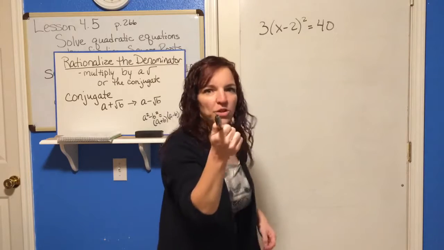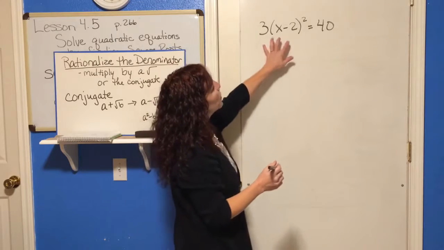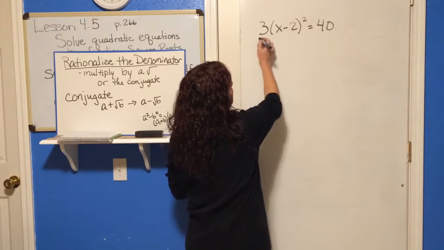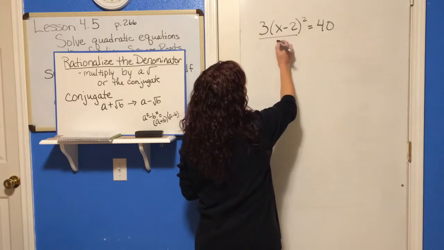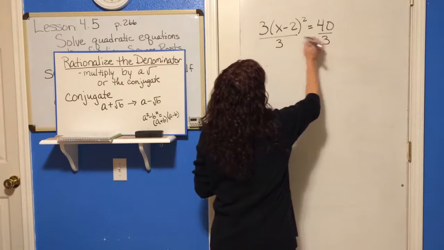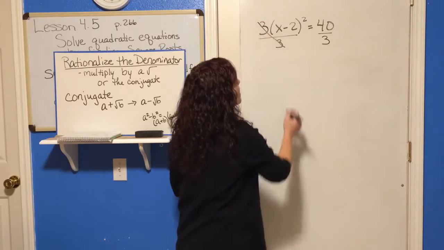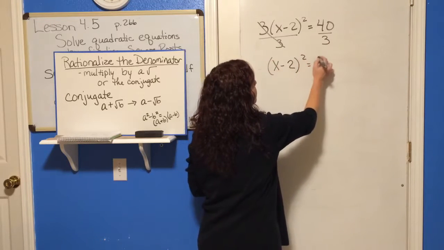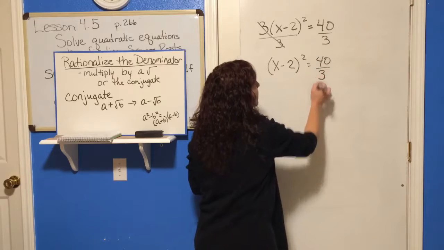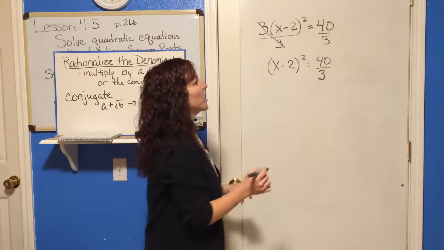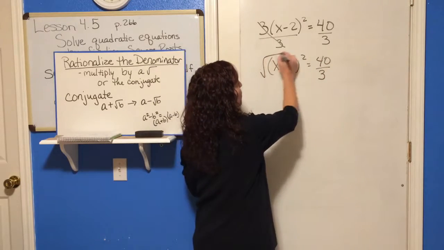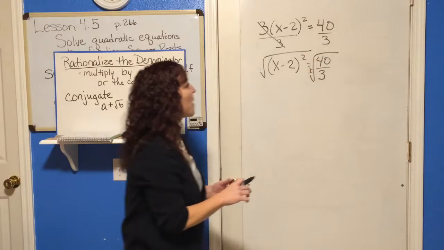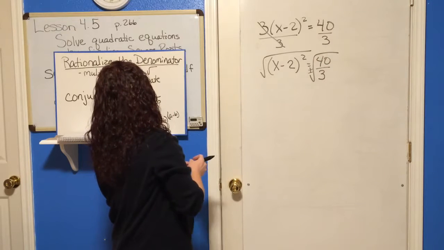Okay. Now hopefully you already solved it. Now you're back. So what we're going to do is first we've got to get rid of the 3. So this time we're going to divide by 3 so that these cancel out. So we have x minus 2 quantity squared equals 40 over 3. Now we want to get rid of the squared term, so we're going to take the square root. And remember, that's positive or negative, so plus or minus the square root of 40 over 3.